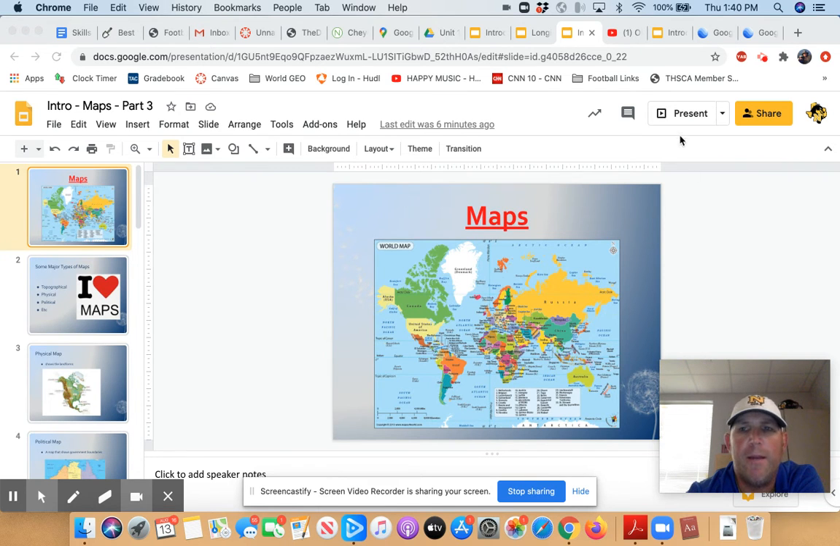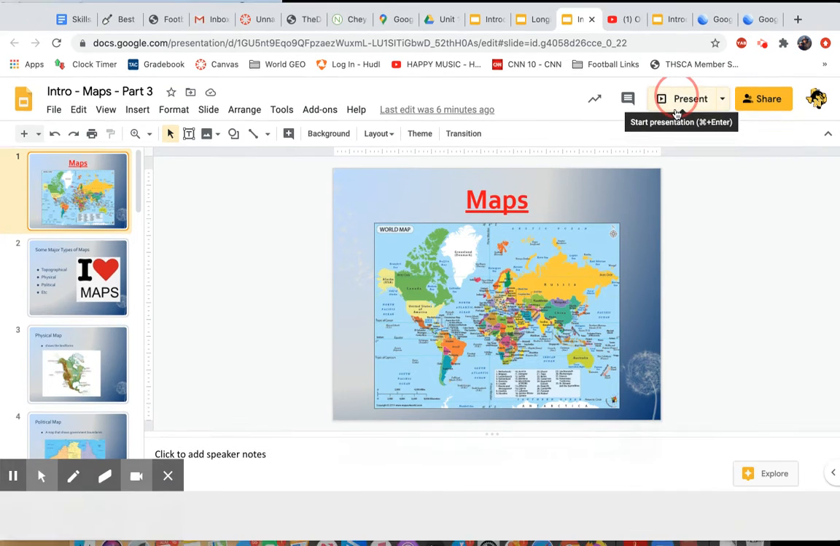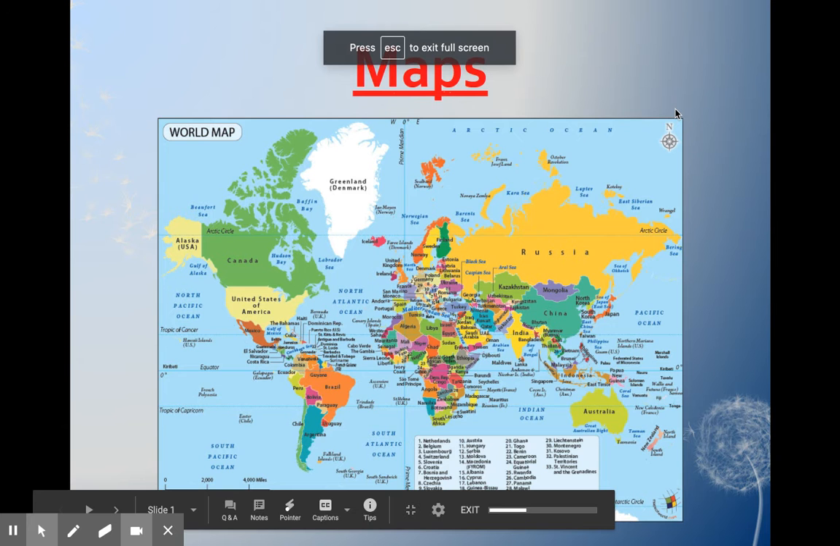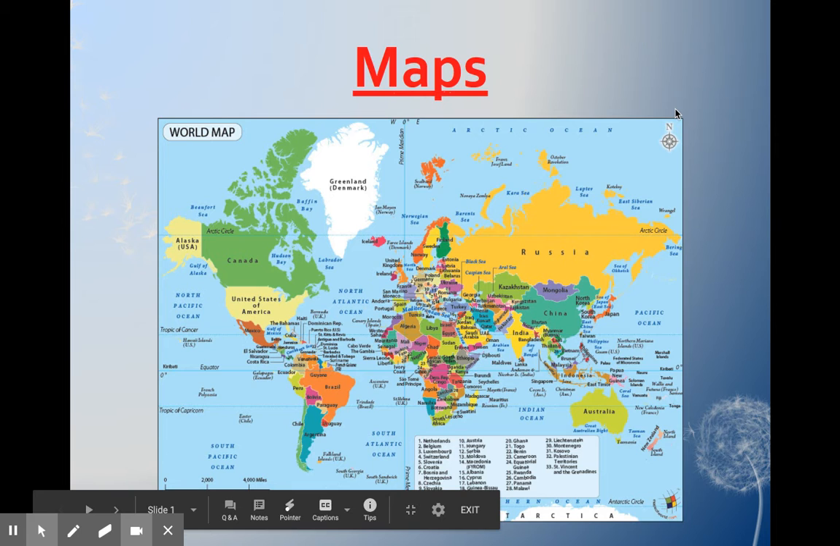Today we're going to look at maps. Maps, maps, maps. I told you on day one that world geography was more than just about maps, but it is also about maps. So let's look at that today.